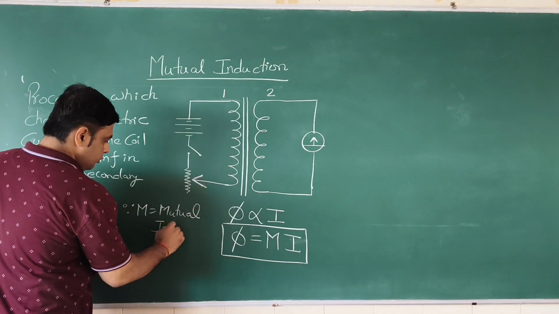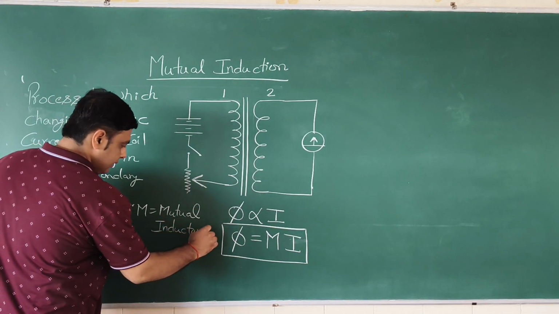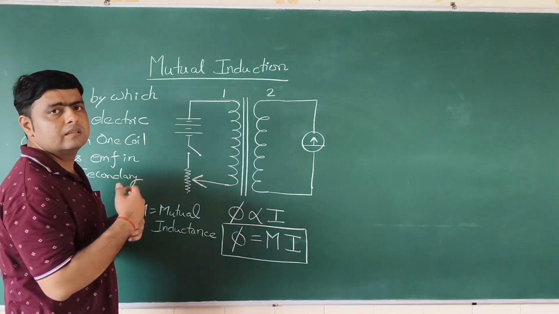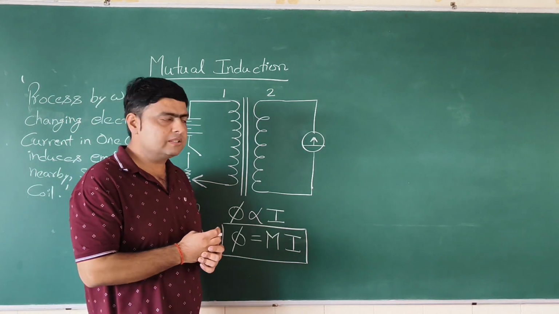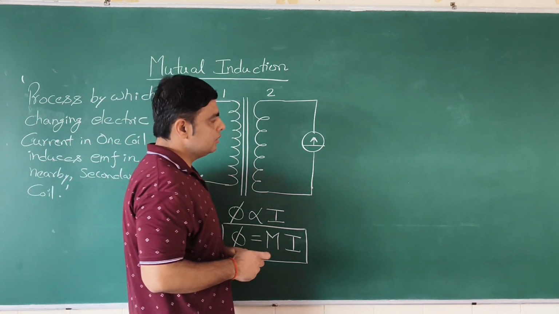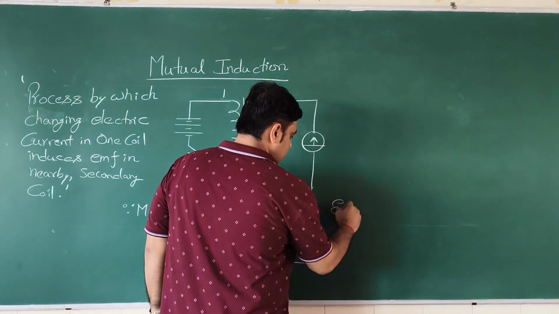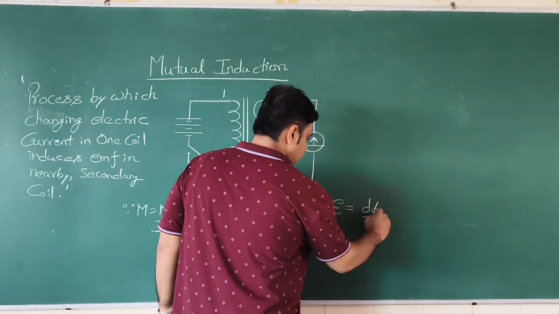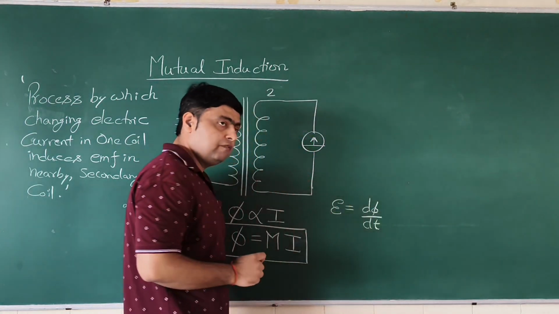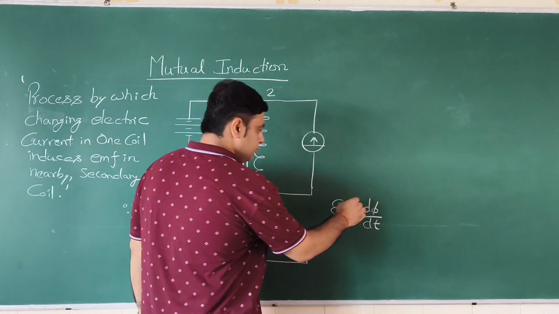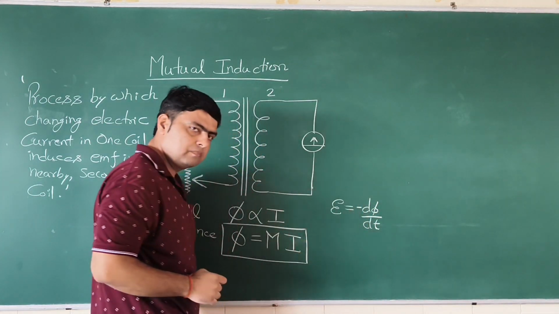And the unit of mutual inductance is Henry, just like self-inductance. Now this formula can also be represented in terms of EMF, that EMF is equal to d phi upon dt. But if we remember Lenz's law, we have to mention a negative sign over here.